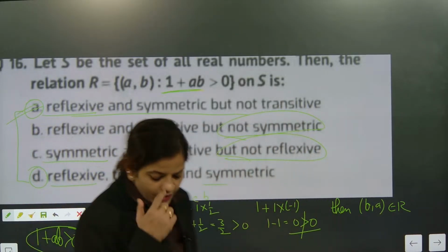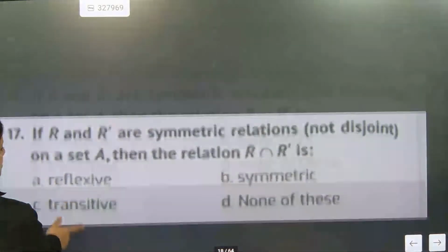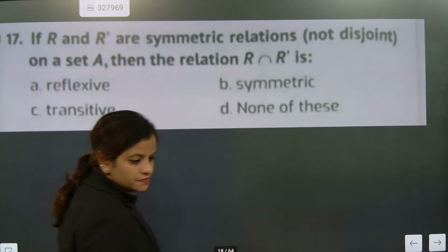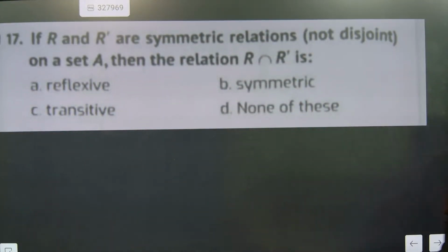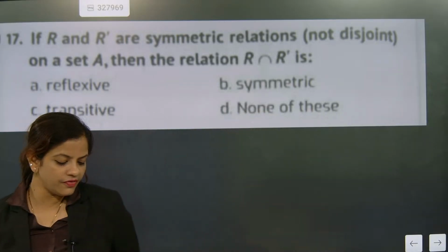Now, beta, we'll go for the next one. Check this one out. R and R dash are symmetric relations, not disjoint. This question goes to you. You people think very nicely.